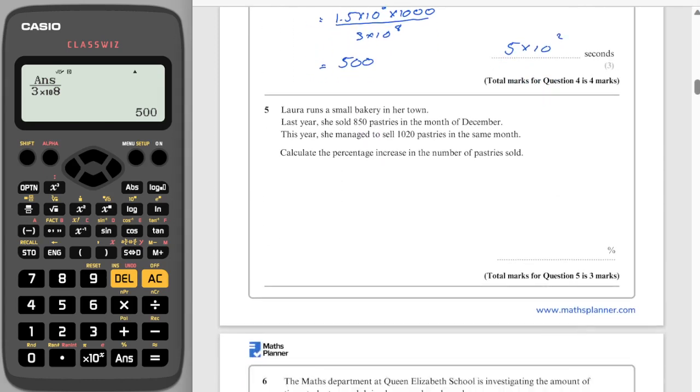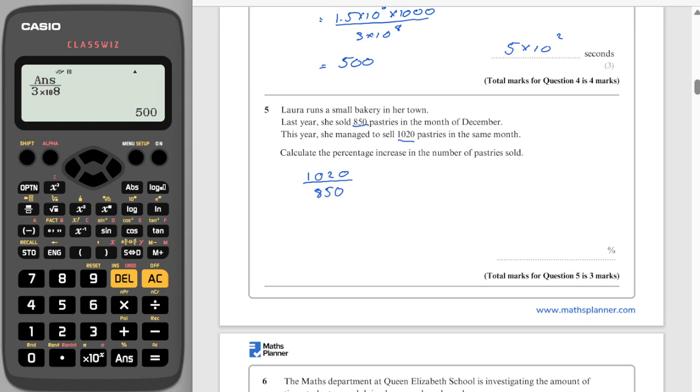Question 5. Laura runs a small bakery in her town. Last year she sold 850 pastries in the month of December. This year she managed to sell 1,020 pastries in the same month. Calculate the percentage increase in the number of pastries sold. So I'm going to do this. I'm going to treat it as a percentage over 100 and then adjust it afterwards.